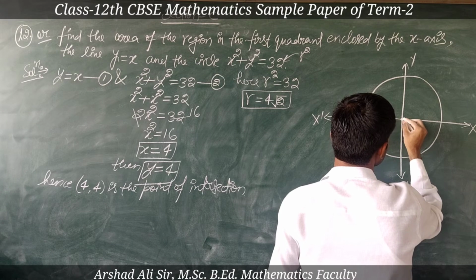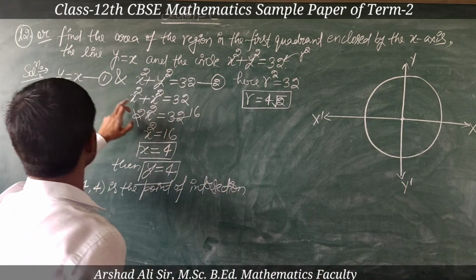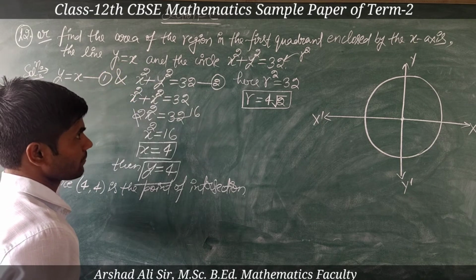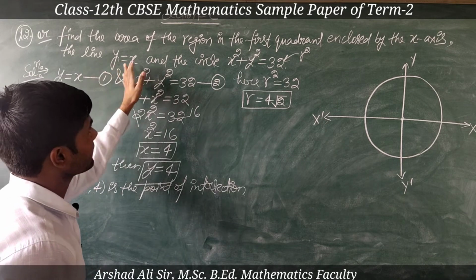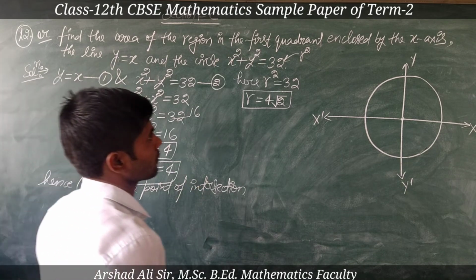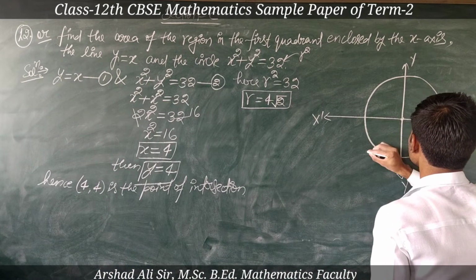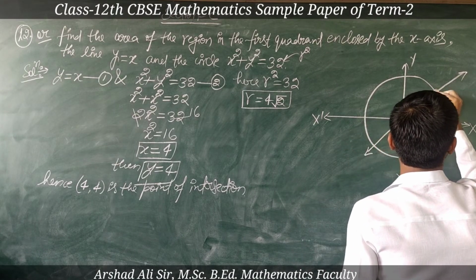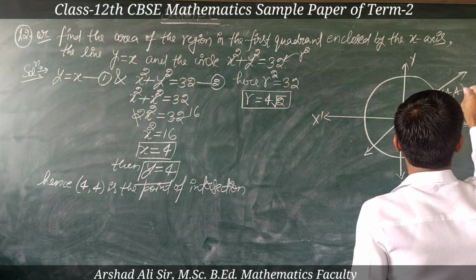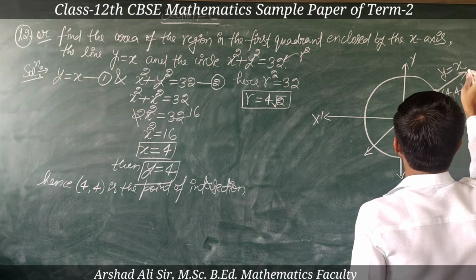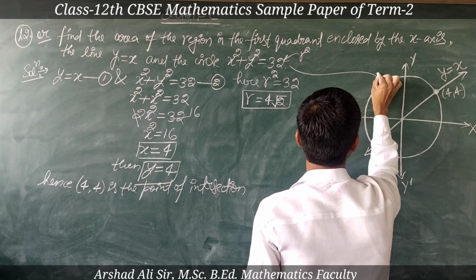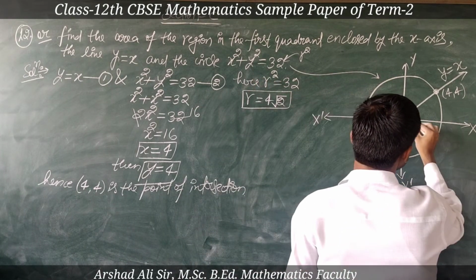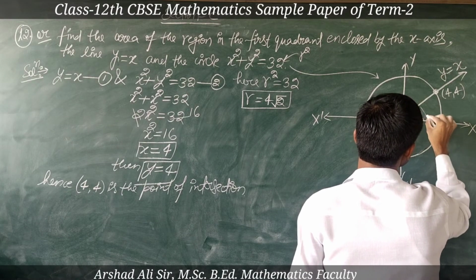So it is the origin. Now we have y is equal to x is a straight line. So it will pass through the origin. Okay, and point of intersection of this line and circle is 4, 4. So this line will pass through, okay, so this one is 4, 4, y is equal to x. Okay, and it is the circle x square plus y square is equal to 32. So we have to find the area of this bounded region.